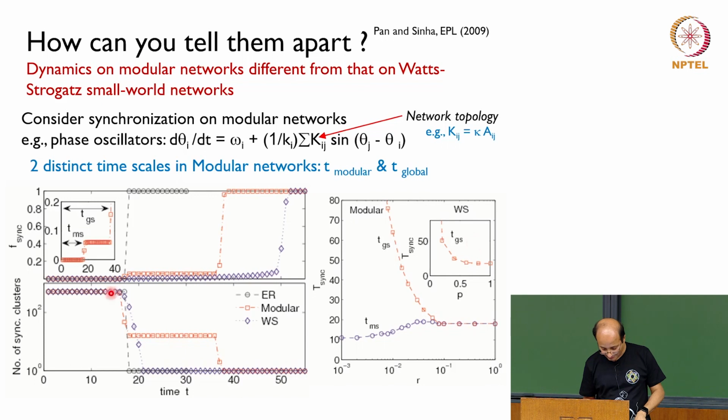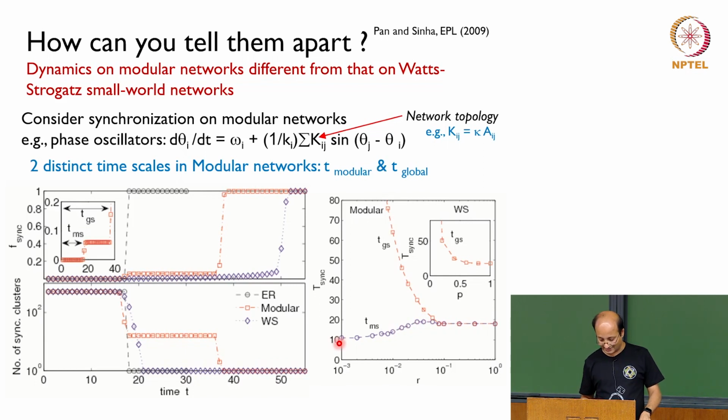But if you look at a modular network, there are two time scales. First, you have the elements within each module synchronizing, and then the modules synchronize with each other. So you have two time scales, a time scale at which you get global synchronization and a time scale at which you get modular synchronization.